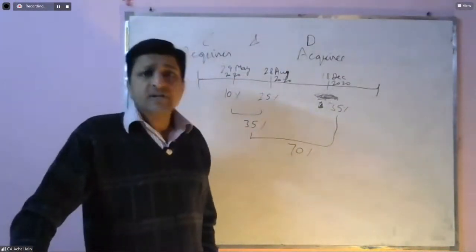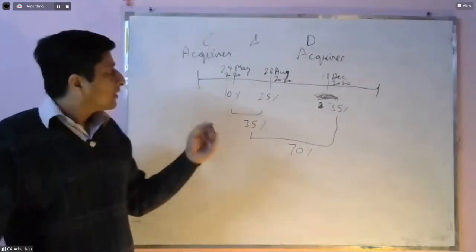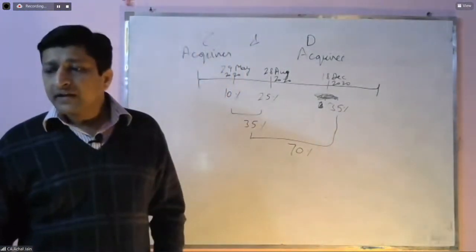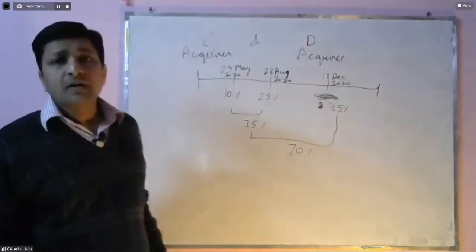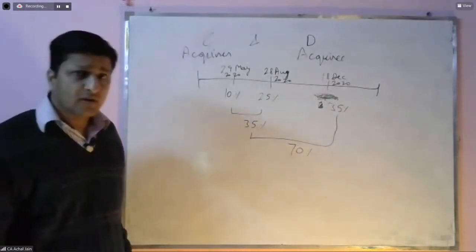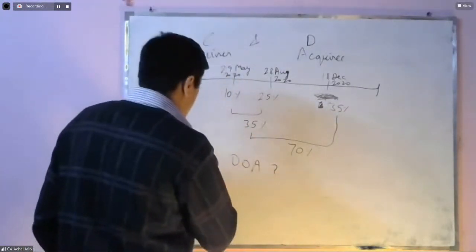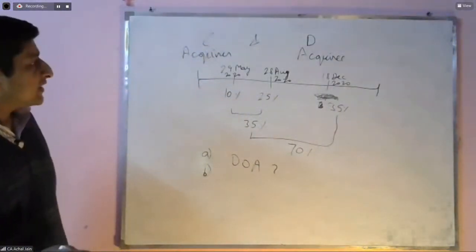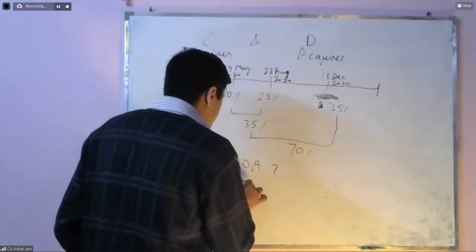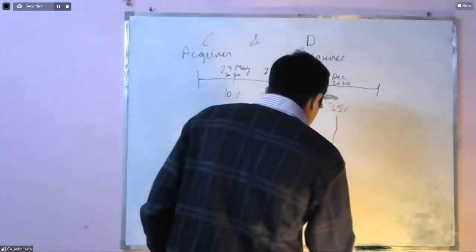Now in this situation, if you'll see, C is not getting control over D in one go. It's happening in stages. When is the control actually acquired? Control is actually acquired on 18th of December 2020. Now I have few questions before I move further to test your knowledge. First of all, tell me what will be the date of acquisition? From which date will D become subsidiary of C? Subsidiary from which date?